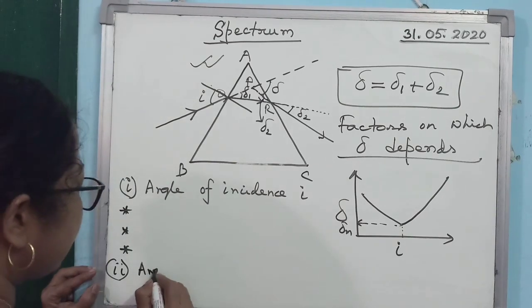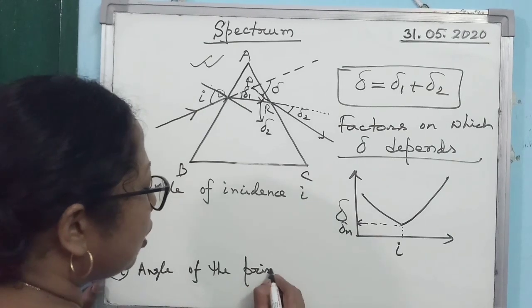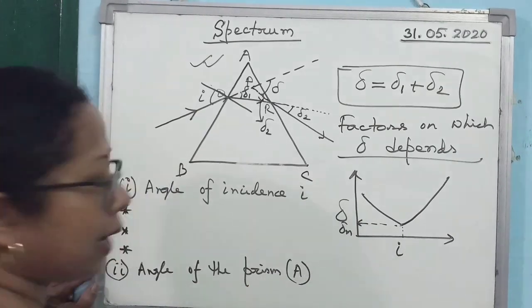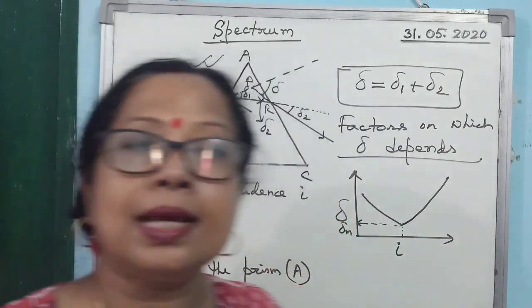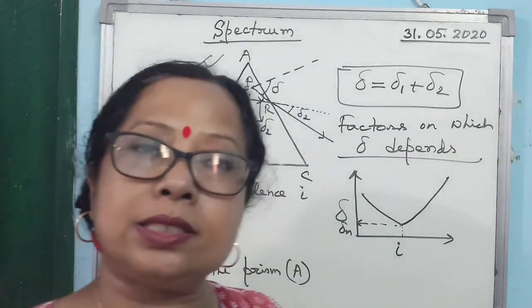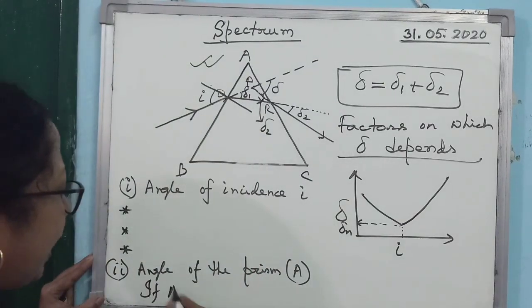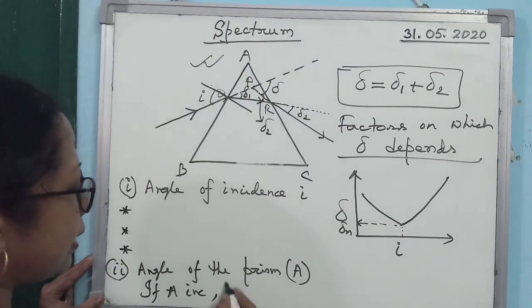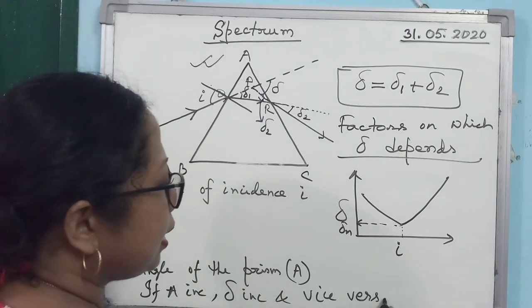Angle of deviation depends on the angle of the prism. Alright, angle of the prism A. How does it depend? If angle of prism increases, delta increases and vice versa. How to write? That if A increases, then delta increases and vice versa. Is that clear?